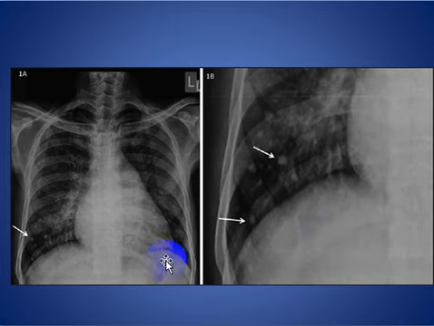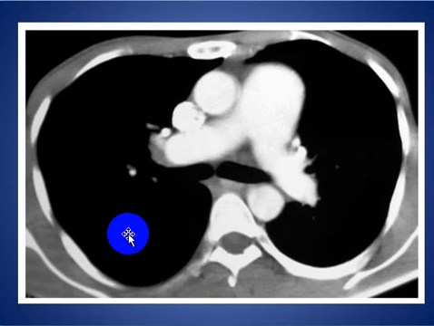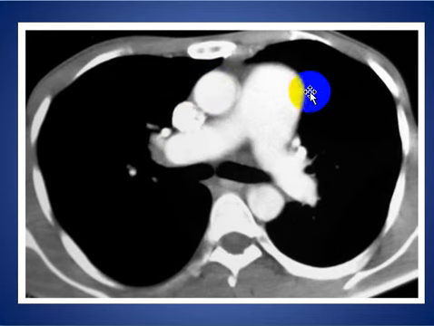Here another patient with calcified nodules in a patient with mitral valve disease. Here another patient with mitral valve disease, and we see here the main pulmonary artery is larger than the ascending aorta at the same level, and this indicates pulmonary hypertension.